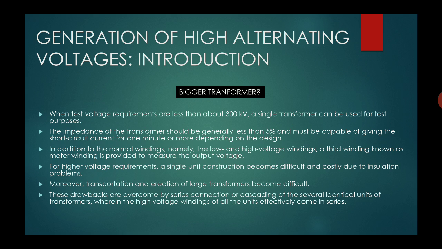When the test voltage required is less than about 300 kV, a single transformer can be used for test purposes. Only a single transformer can be used for test cases for less than 300 kV. Now the impedance of the transformer should generally be less than 5% and must be capable of giving short circuit current for 1 minute or more depending on the design. In addition to the normal winding, namely the low and high voltage winding, a third winding known as the meter winding is provided to measure the output voltage.